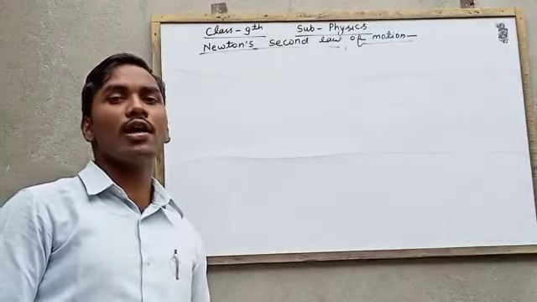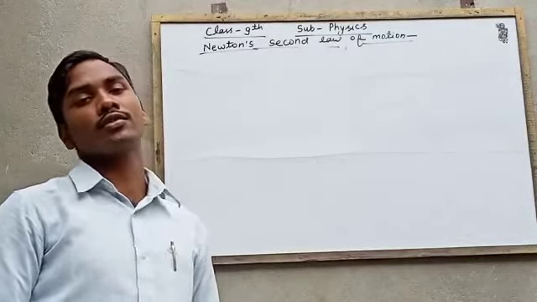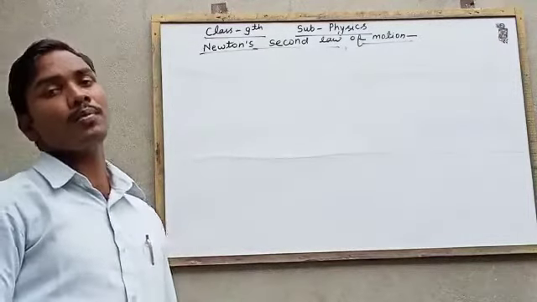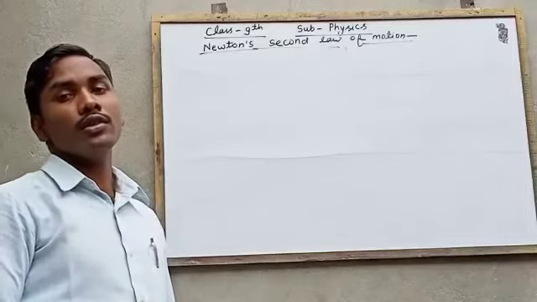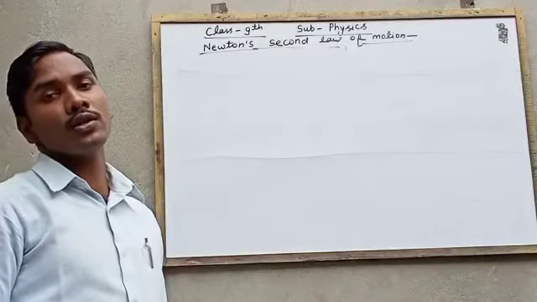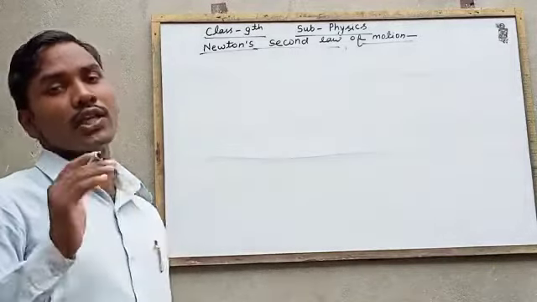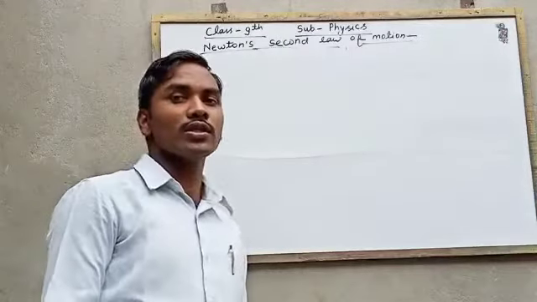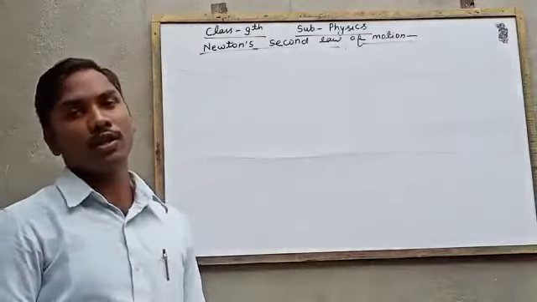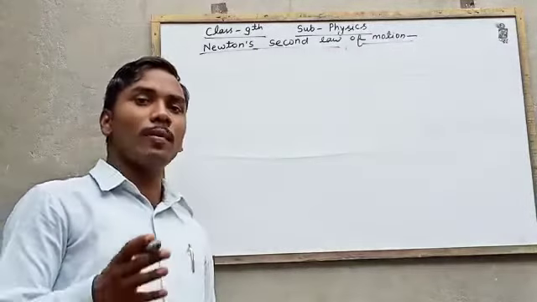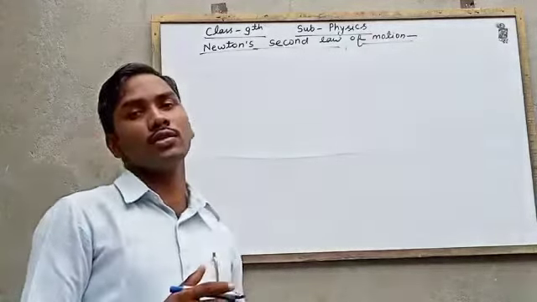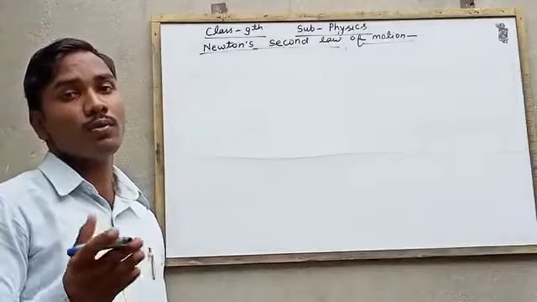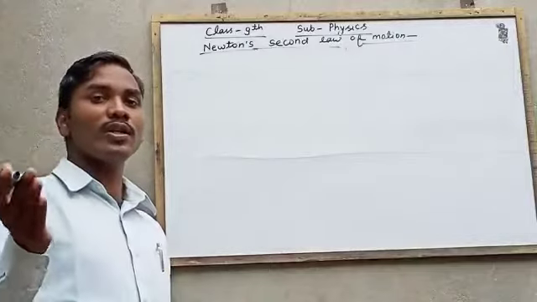Newton's second law of motion states that the rate of change of momentum in a body is directly proportional to the net external force applied on it. It means if there is a body and we apply force on it, then the force will be directly proportional to the change of momentum of the body.